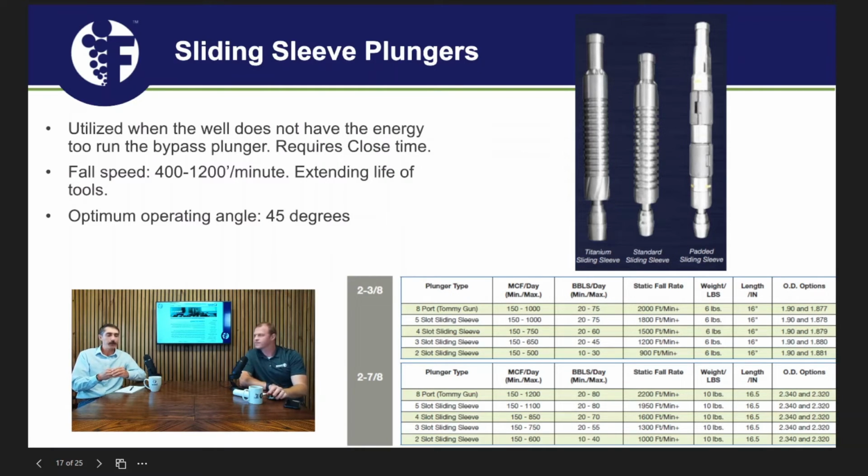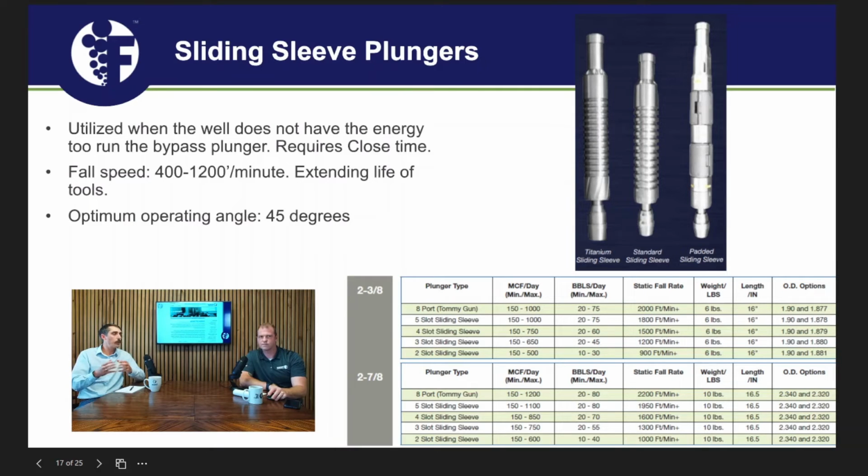Okay. And everything's very general. I don't consider plunger lift mathematical, right? With gas lift, we can calculate the gradient. We know what the pressures are. To me, plunger lift is much more subjective and due to experience. So the numbers are very rough, I would say. But now it won't run the bypass.